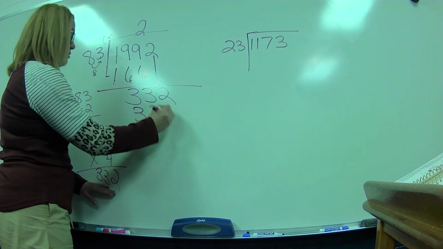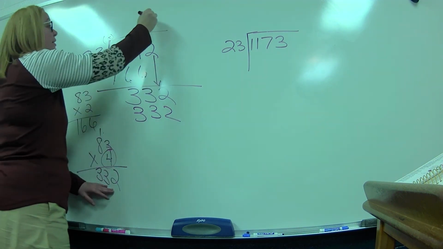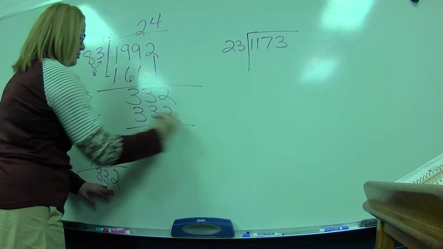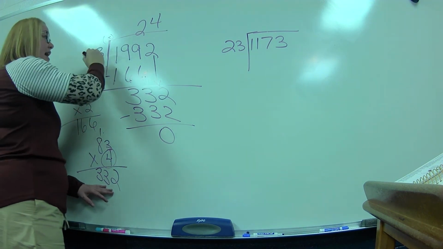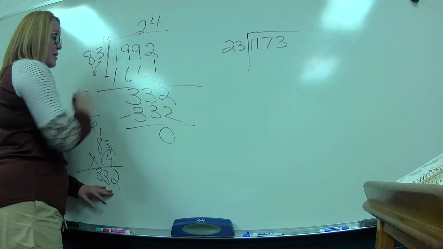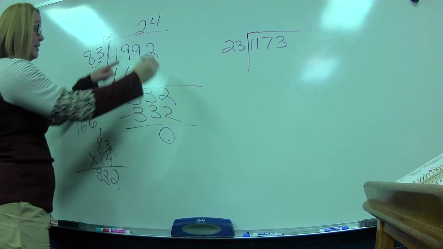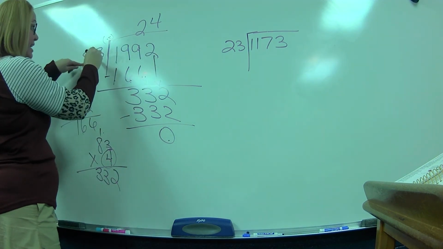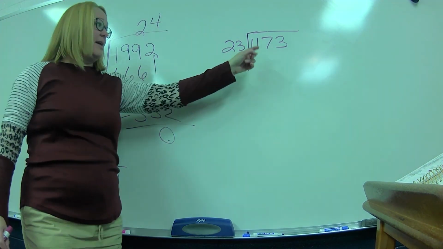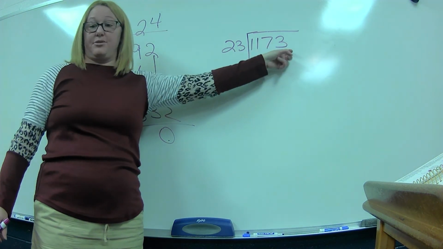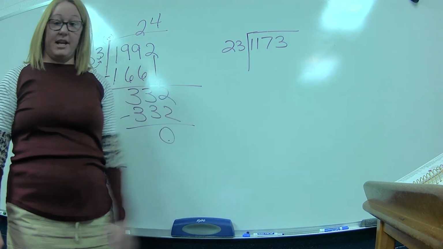3, 3, 2. Put this 4 right there. Subtract, and I get a big 0. Again, divide, multiply, subtract, bring down. Dividend, divisor, quotient. All right, let's look over here. We have 1,173. We're going to divide by 23.